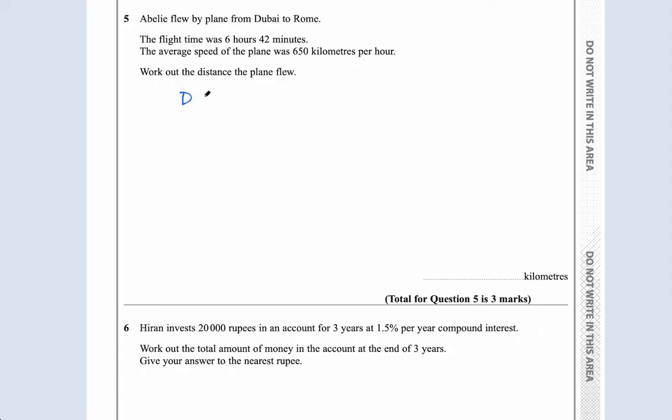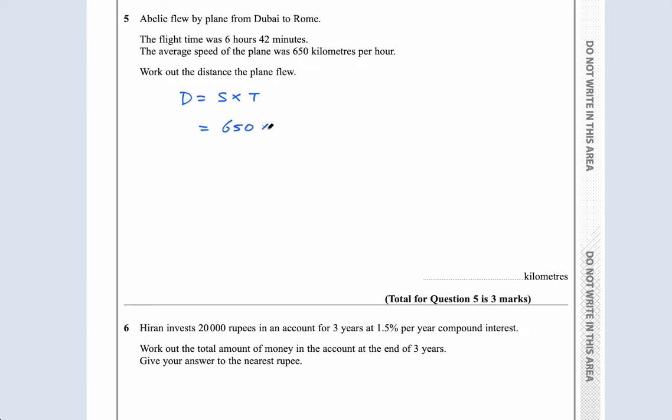Right? Distance, guys, is equal to speed times time. You need to know that. It's the speed, however long. If you're going 50 kilometers per hour for 2 hours, you'll go 100 kilometers. So distance is speed times time. The speed is easy. It's 650.